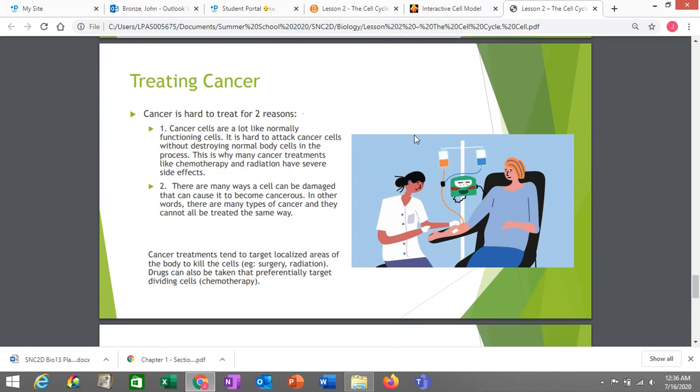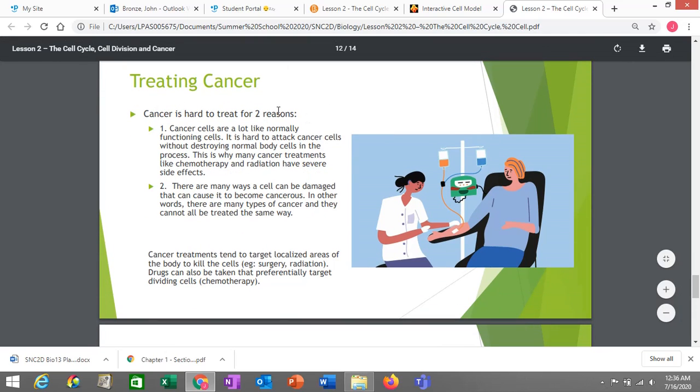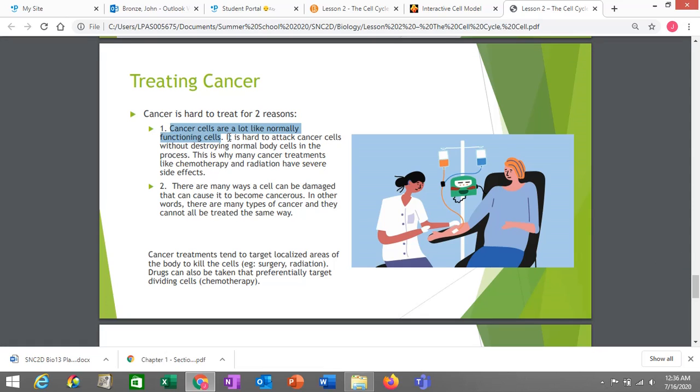Okay, so if that's how it happens, how do we treat it? Cancer is hard to treat for a number of reasons. I'm going to focus on two of them here. And that's because cancer cells are a lot like normally functioning cells, right? They have the same organelles that most of our cells have because they are basically our own cells. They've got some damage in them, but they are still otherwise like our cells. So how can you actually attack them with drugs without killing the normal functioning cells in our body? It turns out that that's really hard. And that's why some cancer treatments have severe side effects. Like if you think about chemotherapy, you might know that people that have chemotherapy can feel quite sick. They can feel quite tired. They can lose their hair.